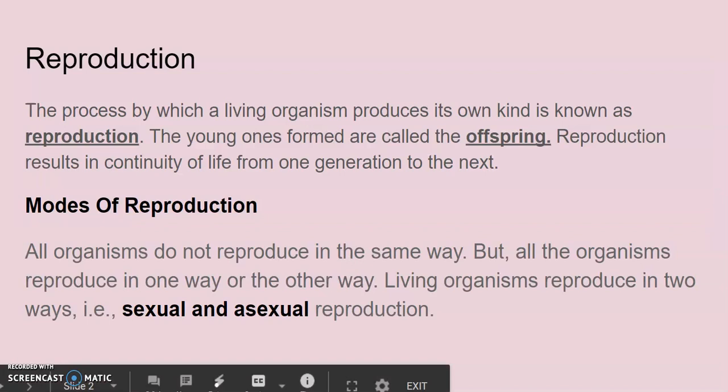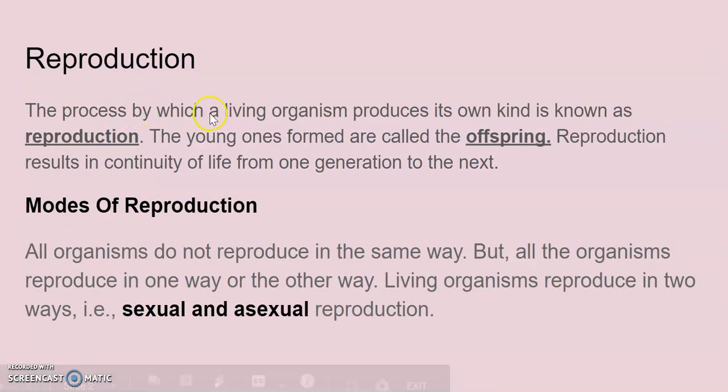So what is reproduction? The process by which a living organism produces its own kind is known as reproduction. जिसमें एक organism अपने ही जैसा एक और new organism produce करता है, इस process को हम बोलते हैं reproduction. All living organisms have the ability to produce young ones of their own kinds. Either it is a plant or it will be an animal. The young ones formed are called the offspring. जो नया young one बनता है, उसे हम offspring बोलते हैं.